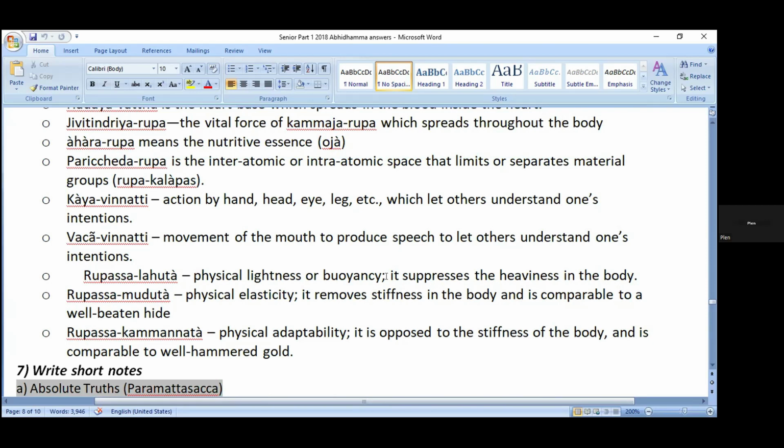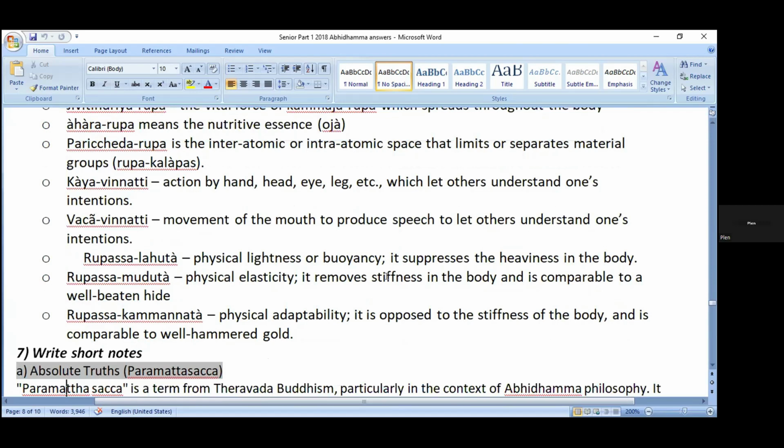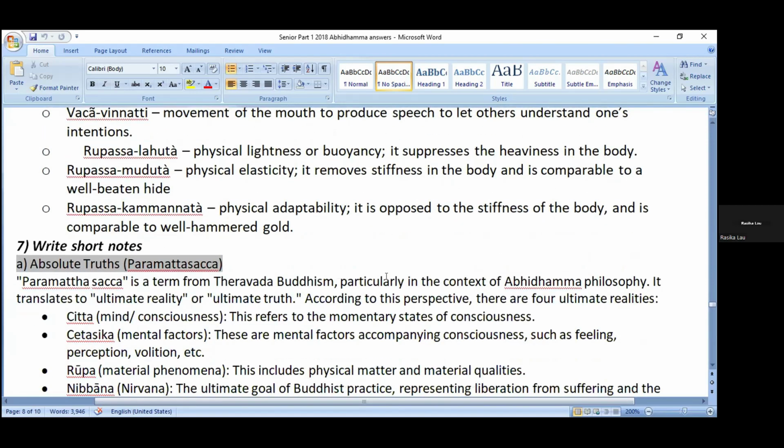Absolute truth is ultimate truth. That means how do we say ultimate truth? Nibbana. And recall, remember this four. Absolute truth is four. First day, introduction to Abhidhamma, you should know: Citta, Cetasika, Rupa, Nibbana. So we need to point out all these four. Okay, next one.